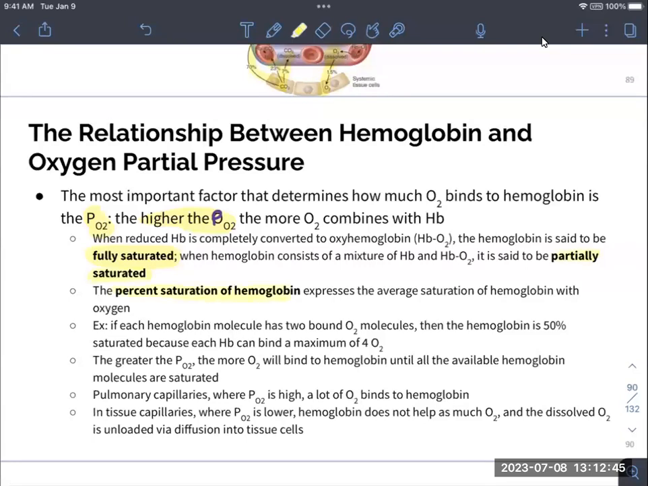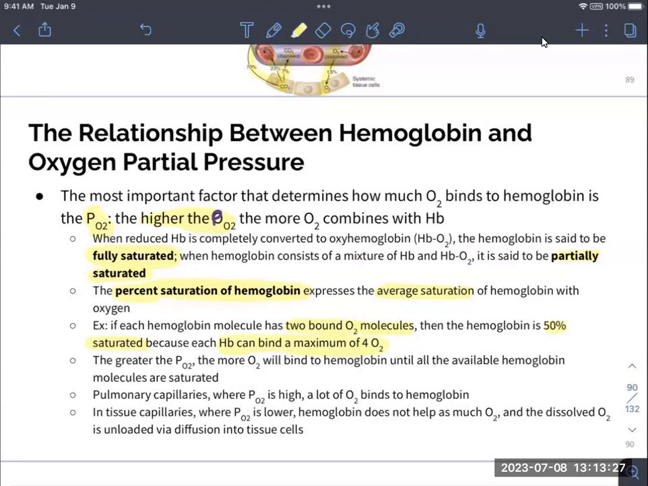So that percent saturation of hemoglobin tells us that average saturation, so how much oxygen is attached to that hemoglobin. So if a hemoglobin has 2 oxygen molecules, it's 50% saturated, because each hemoglobin can bind a total of 4 oxygen molecules. So the greater the pressure of oxygen, the more oxygen will bind to hemoglobin until the available hemoglobin molecules are completely saturated.